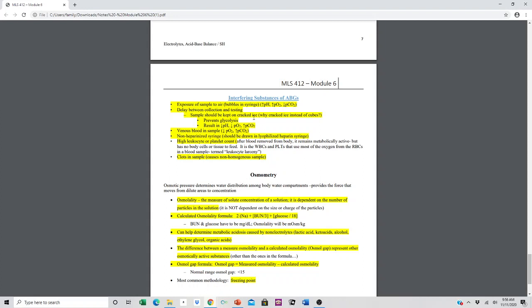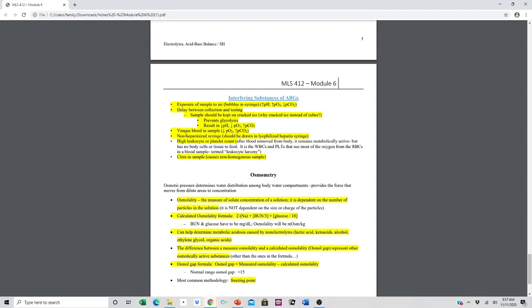Delay between collection and testing. It should be kept on cracked ice. We already talked about why, instead of cubes. It needs to be on the ice because, just like we talk about with our regular lab work and how whole blood needs to be separated if we're going to be testing plasma, because the RBCs and everything stay alive and keep doing their metabolic processes, it works the same way here. In the syringe, those cells are still alive, so they're going to keep doing glycolysis. When the glycolysis cycle is going on, that's going to lower the pH, lower the PO2, and raise the PCO2. So you want it on ice to slow down glycolysis to minimize the amounts of these changes.